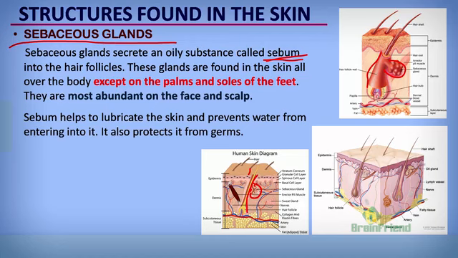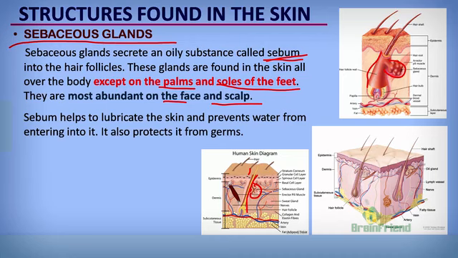These glands are found in skin all over the body, except for the skin on the palms of the hand and soles of the feet. So we can say except for thick skin. Thick skin does not have sebaceous glands. Sebaceous glands are most abundant on the face and the scalp. So we can find the skin on our face constantly secreting sebum, secreting oil, as a result of the abundance of sebaceous glands.